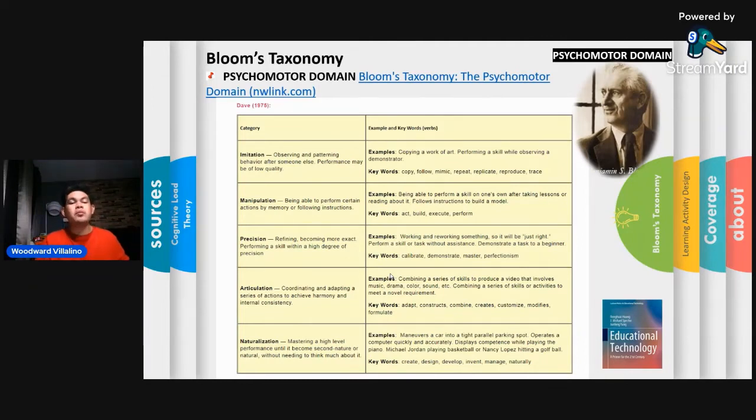Okay. Now we are moving on to the category of precision. It is refining, becoming more exact, performing a skill with a high degree of precision. So working and reworking something so that it will be just right, performing a skill or task without assistance. So in this stage, there is no assistance because they are refining what has been done already or about to start, making sure that it is a high degree of precision. So it demonstrates a task to a beginner. It is showing an example of how to demonstrate a particular task to a beginner.